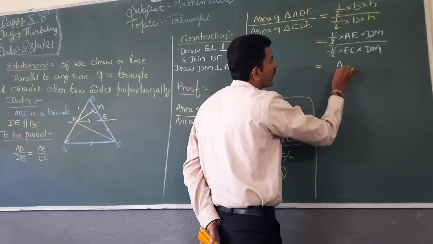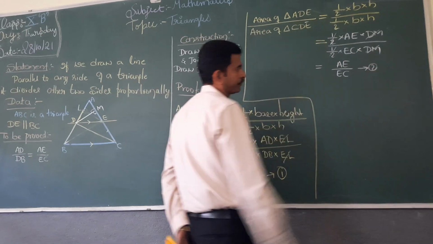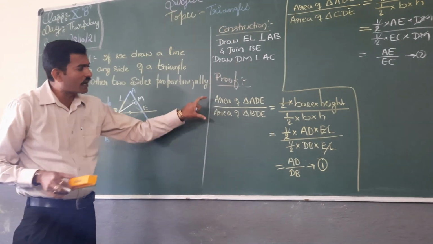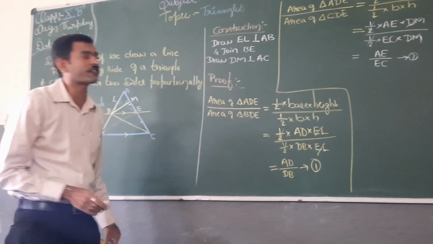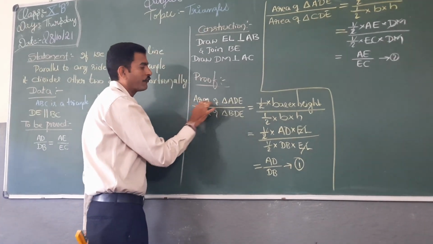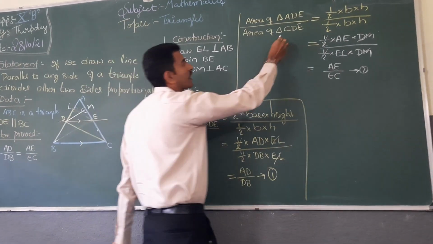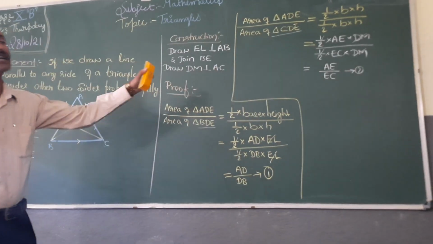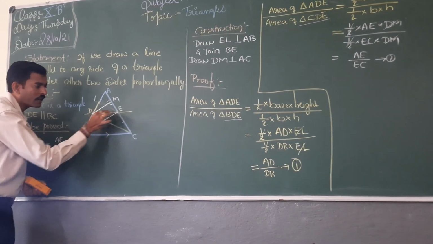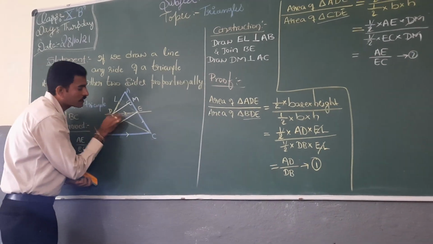Sir, now AE by CE. You call it equation 2. Children, after proving this much, you see the left hand sides. In both equation 1 and 2, the numerator part is the same: area of triangle ADE. Now, sir, you just think about the area of the triangles BDE and CDE. This is BDE. Another triangle is CDE.